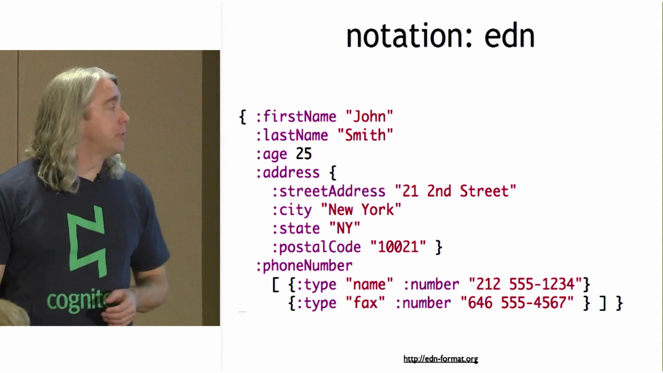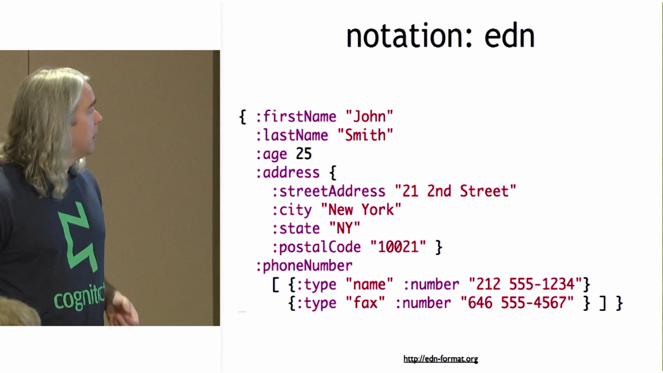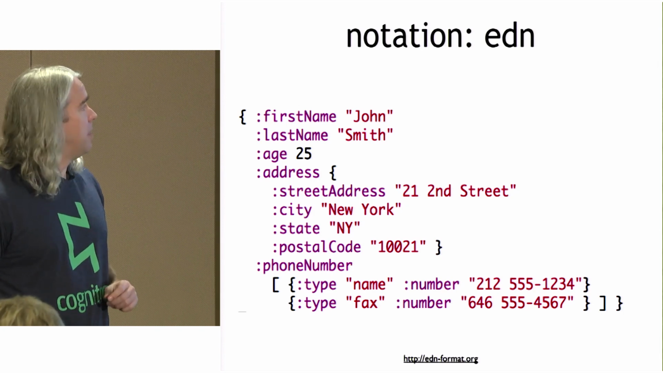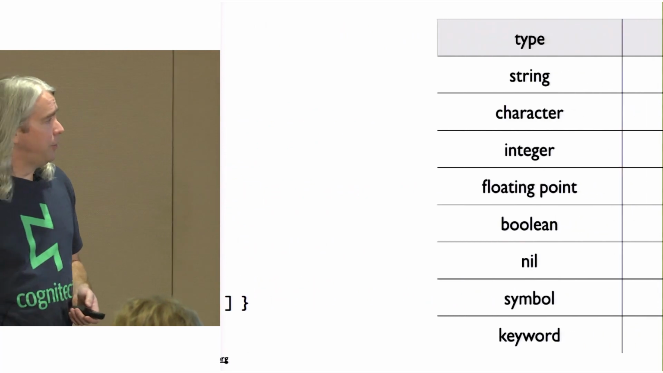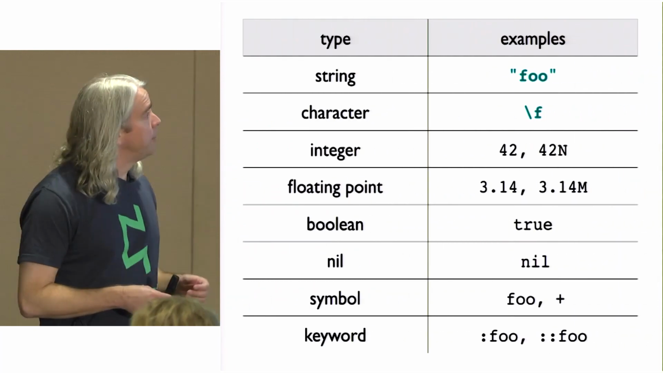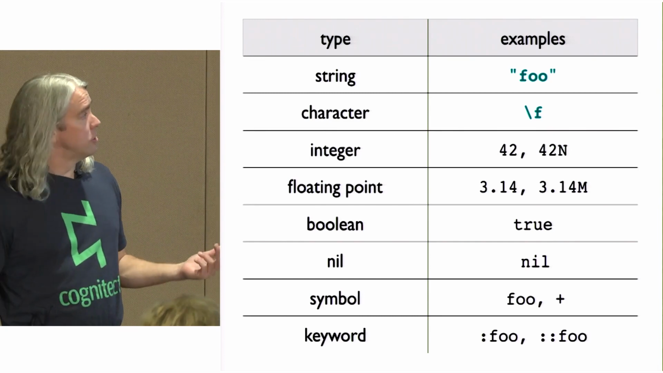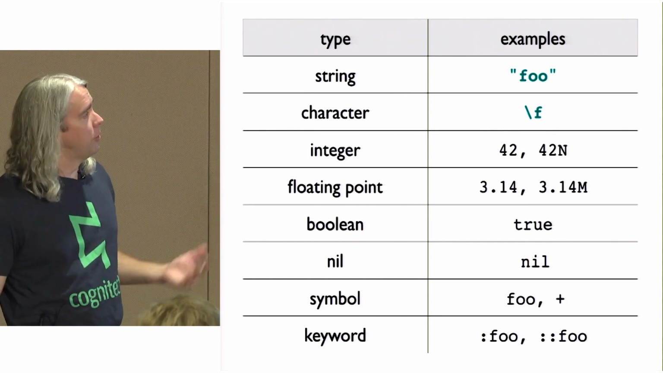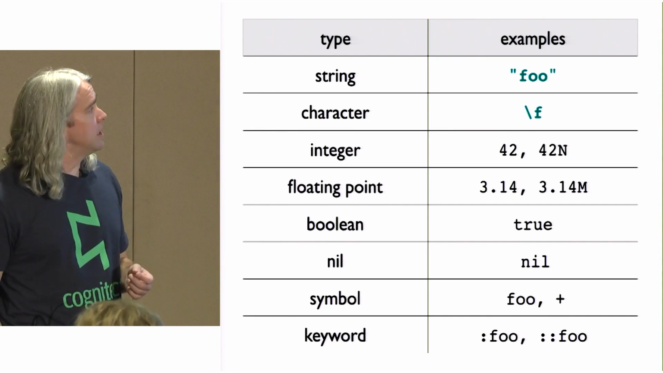This is a map describing someone's address book entry. It has their name and information about them, and then it has an address and a phone number, and so forth. Eden is fairly small and simple. There are strings in double quotes. There are characters, which you won't use in Datomic, but character literals have a backslash and then a character name.